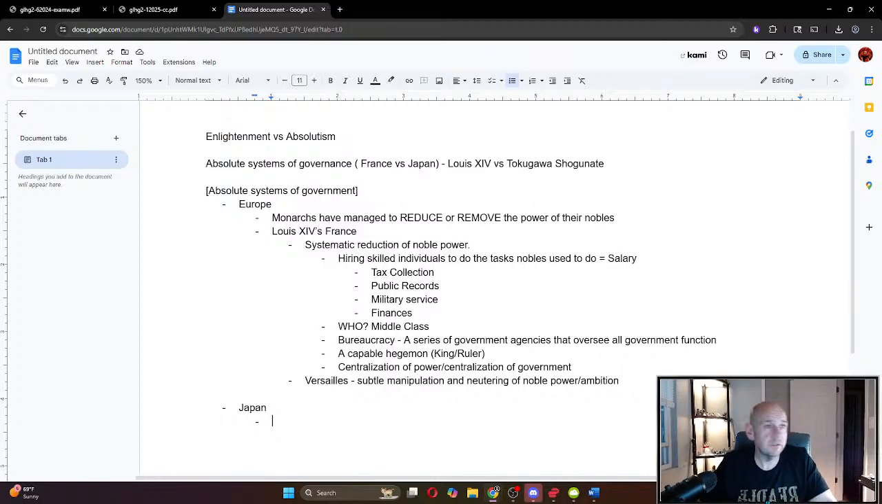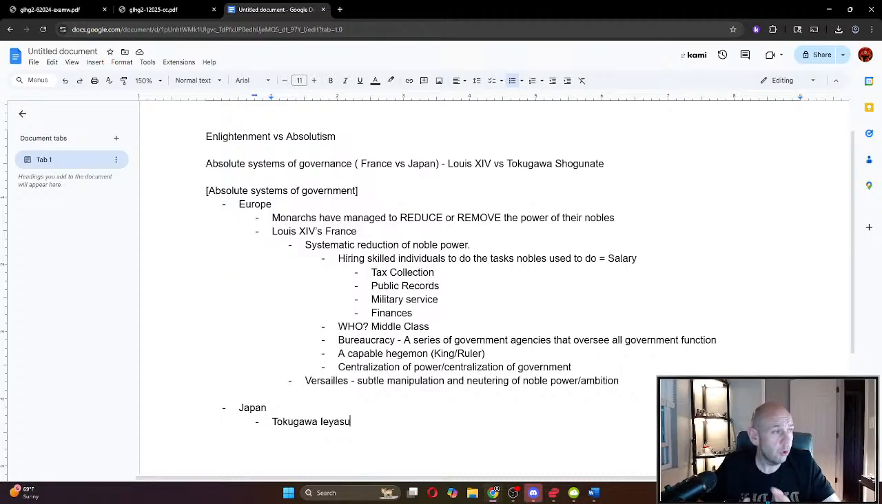Now, in this particular case, the ruler in question is a guy named Tokugawa Ieyasu. Now, keep in mind, in East Asia, family names come first. So if we're going to say Louis the 14th of the line of the House of Bourbon, his last name was Bourbon, the Bourbon family. Tokugawa Ieyasu is actually his first name. It's like Louis Ieyasu. And then Tokugawa is his family name.